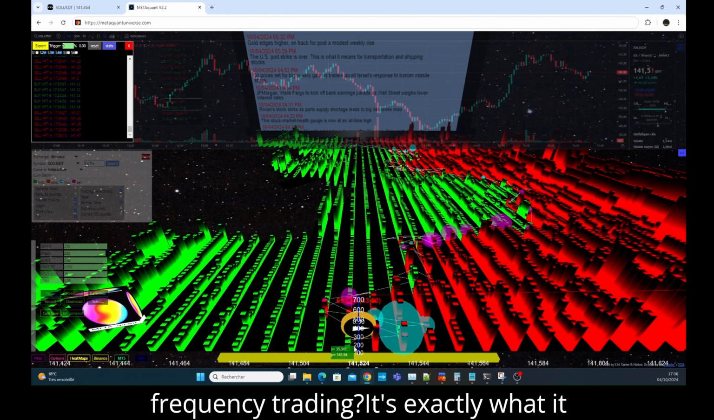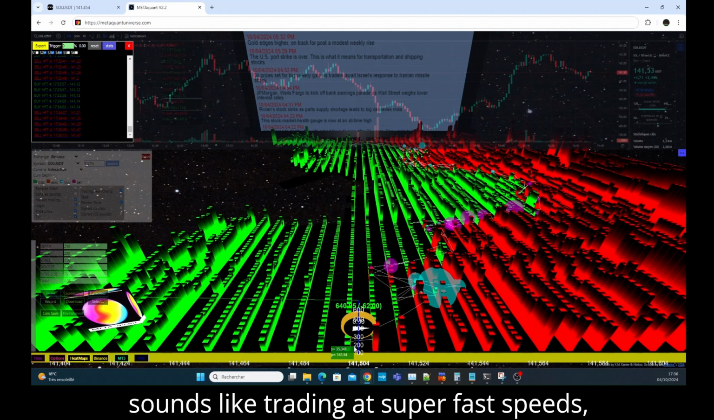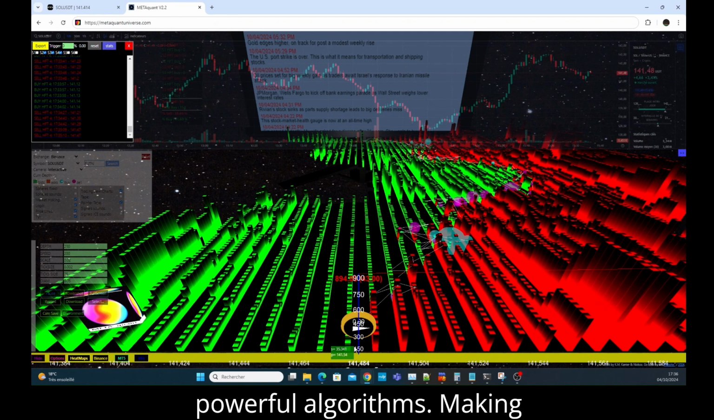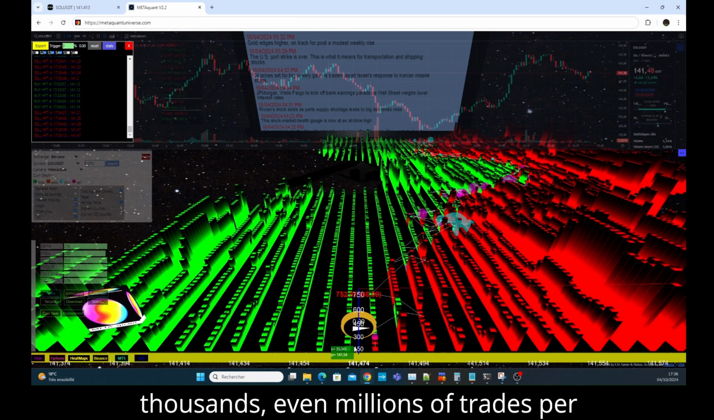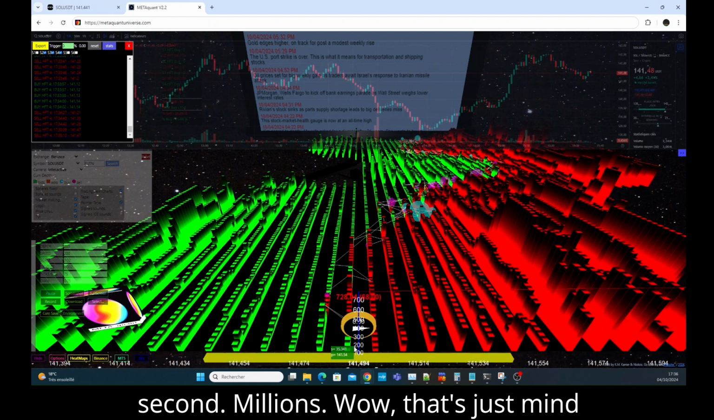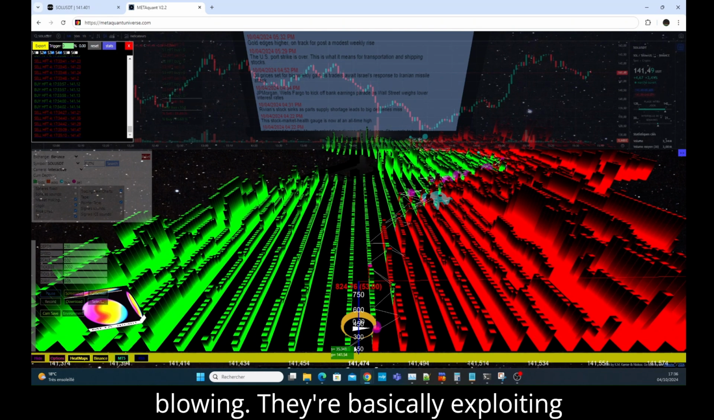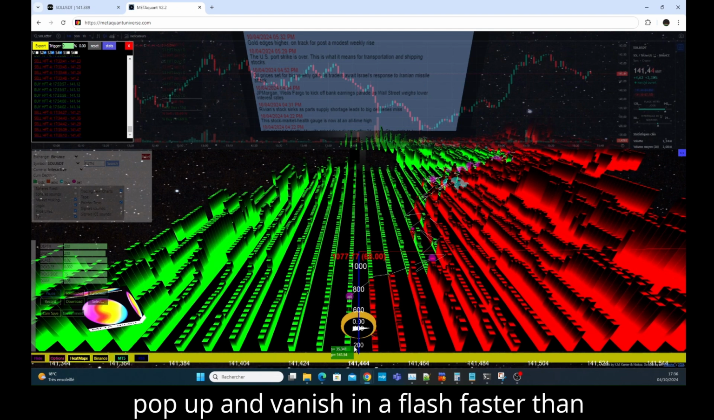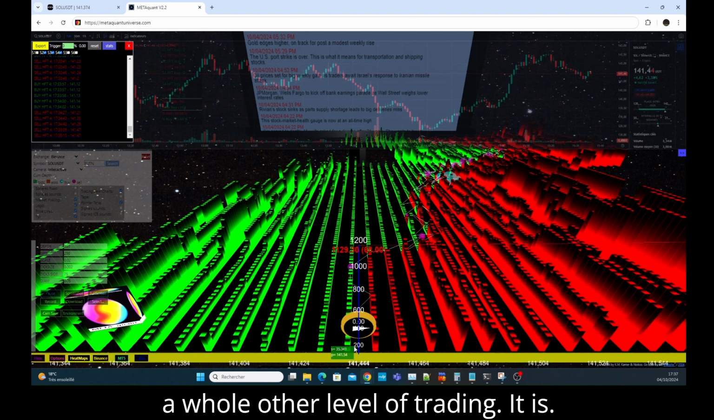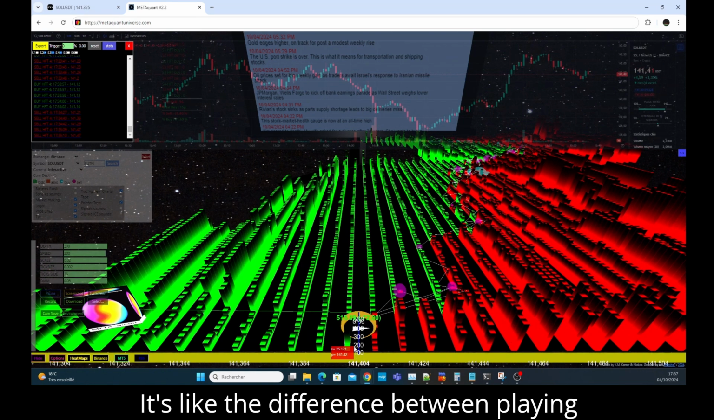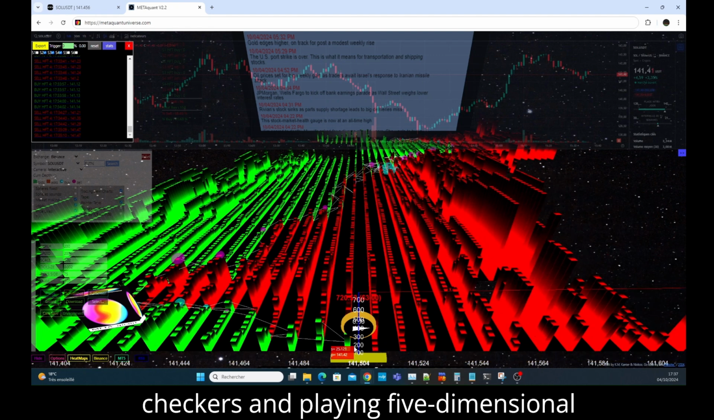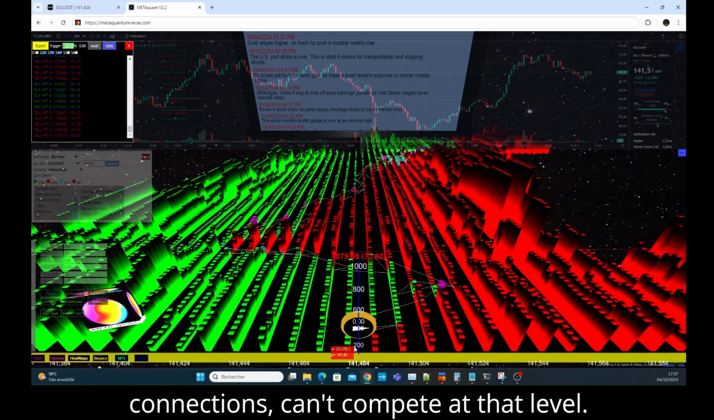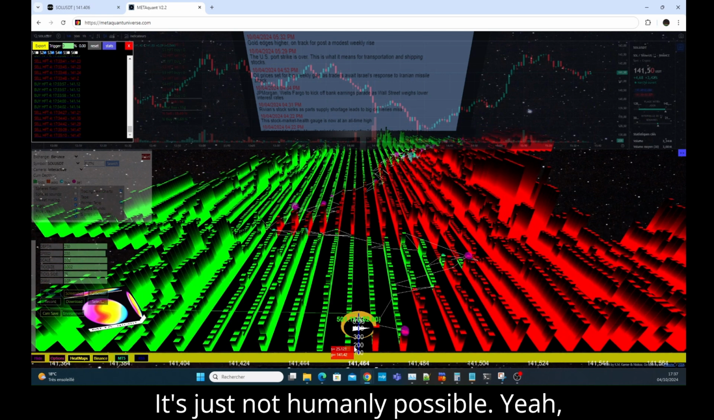What is high-frequency trading? It's exactly what it sounds like. Trading at super fast speeds, lightning fast. We're talking powerful algorithms making thousands, even millions of trades per second. Millions. Wow, that's mind-blowing. They're basically exploiting tiny price differences that pop up and vanish in a flash, faster than any human could ever react. So it's a whole other level of trading. It is. It's like the difference between playing checkers and playing five-dimensional chess. Most traders, even with the fastest internet connections, can't compete at that level. It's just not humanly possible.